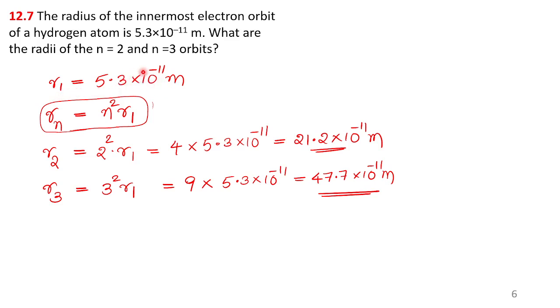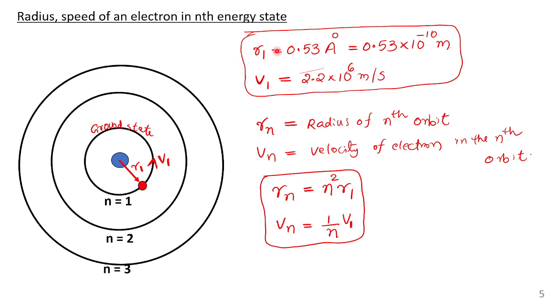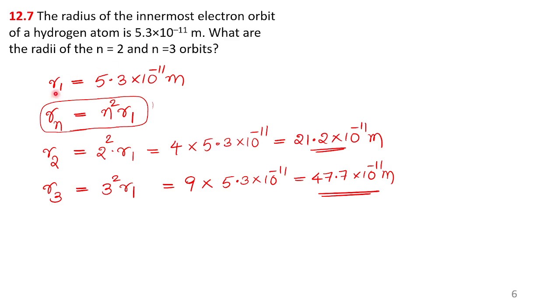If R1 is not given, you have to use this value. I have already told you that you need to memorize this: 0.5 Angstrom. If R1 is not given, you have to use this value. Here R1 is given, so we need not worry about that. We have to find out the radius of the second energy state and third energy state.